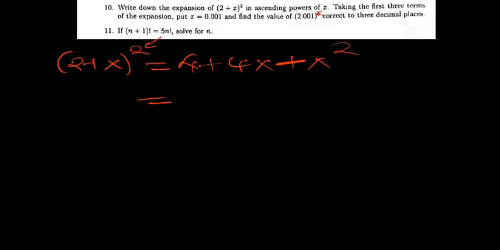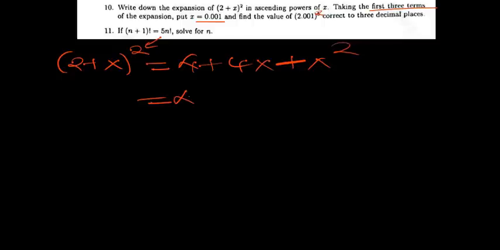So let's now plug in. Given that x is equal to that value, take the first 3 terms of the expansion, and then of course put x is equal to 0.001. So usually this makes more sense when you've got fractions and negatives, but in this case a positive number. Alright, so let's plug in.